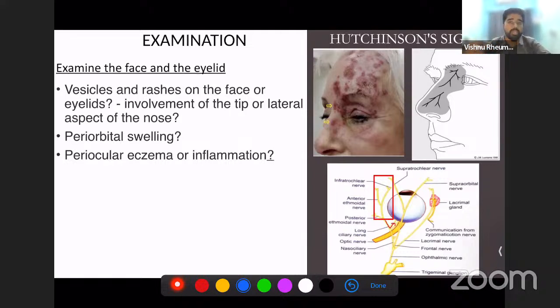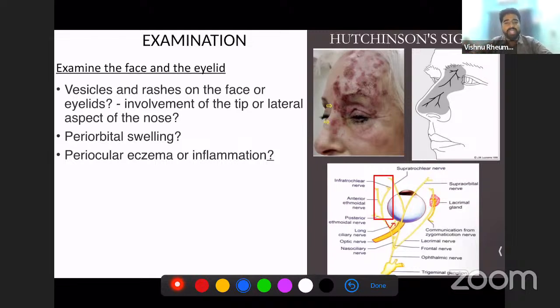So if there is involvement of this nasociliary nerve by herpes zoster virus, you can get a clue that there will be lesions, or there will be complaints on the lateral aspect of the nose or on the tip of the nose before the eye is involved. So if the nose is involved, you get a clue that the eyes are most likely to be involved. If not now, slowly that manifestation will come about.